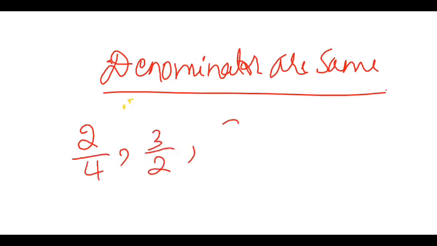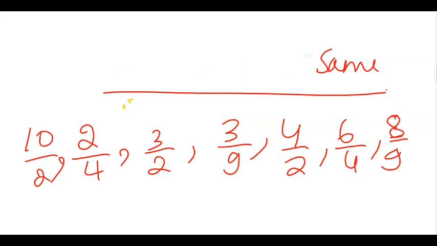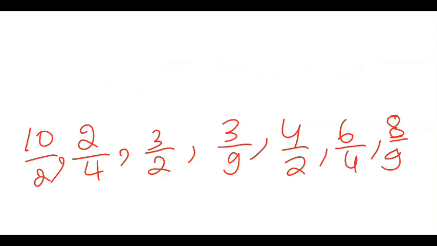2 over 4, 3 over 2, 4 over 2, 6 over 4, 3 over 9, sorry, 8 over 9, 10 over 2. Now, tell me how many are like fractions here? Which are the sets of like fractions here, please? Just start, beta. The down number has to be same. You just have to check how many are same.